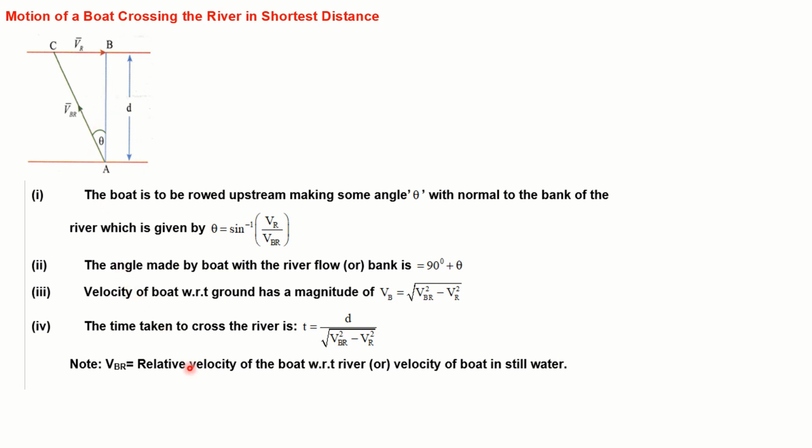And students, here VBR is the relative velocity of the boat with respect to the river. That is the velocity of the boat in still water, because the river velocity is taken into consideration. These are all the theories of the cases that come in the numericals of river and boat. And in another lecture we will see how to apply these to questions. Okay, students.